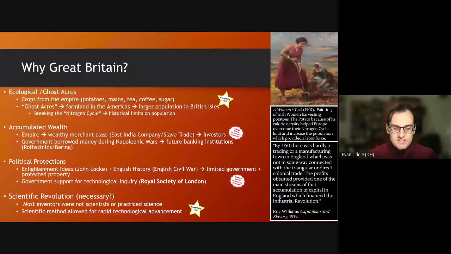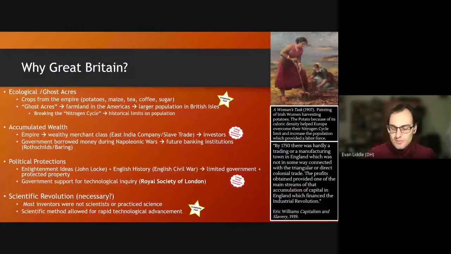Was the scientific revolution necessary for the Industrial Revolution to happen? Some historians, like Mark Roberts, have said no, it was not. Most inventors historically were not scientists. They did not practice science in any way, shape, or form. They tinkered with things until they came up with amazing inventions.